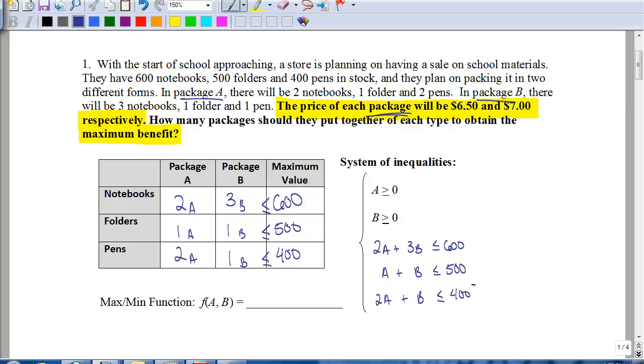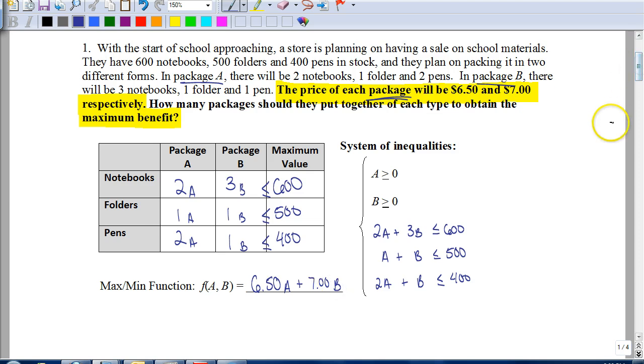And now we're just going to convert that sentence that I highlighted there to be the fact that that function, to be maximized, is going to be 6.50A, or 650A, however you want to write it, plus $7 times B. Or I could have just said 7B. And that's all we're doing.